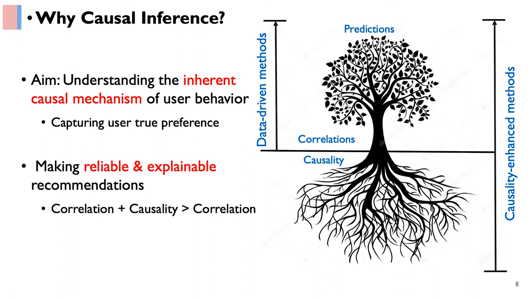And the main target of causal recommendation is to understand the inherent causal mechanism of user behavior. That is to say, why this kind of data is generated. And with all of these causal relations, we can make reliable and explainable recommendations. That is to say, when we incorporate causality with correlation, we will get more reliable and explainable recommendations.